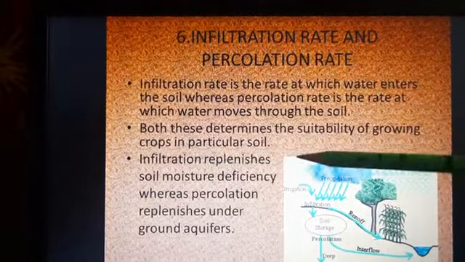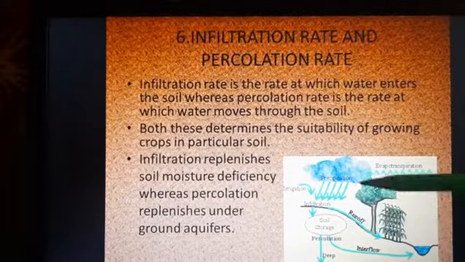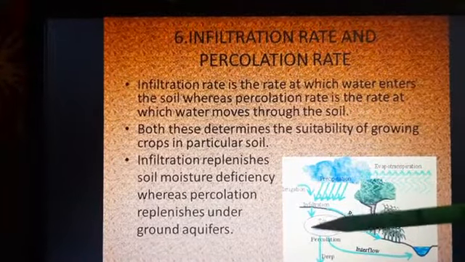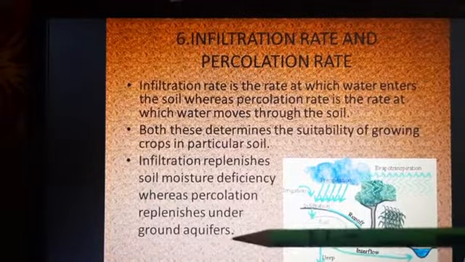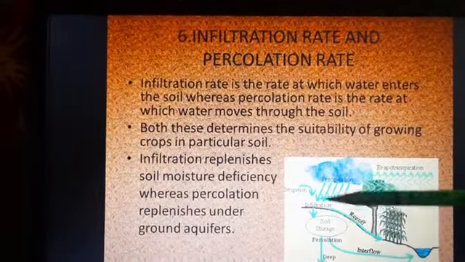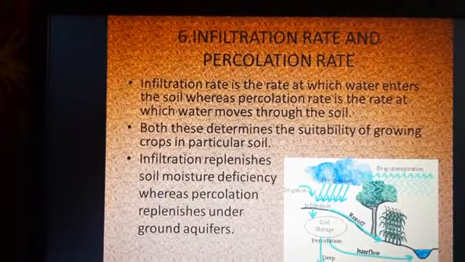Infiltration rate replenishes soil moisture deficiency, so with the help of infiltration, soil moisture can be replenished. Whereas percolation rate replenishes underground aquifers. Underground aquifer means underground waters. It is replenishing the underground waters.